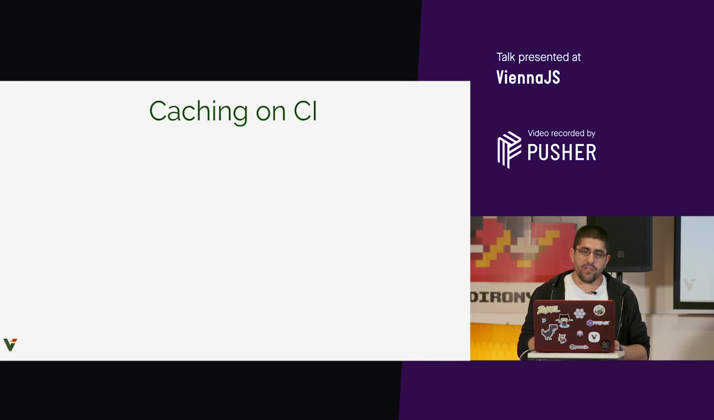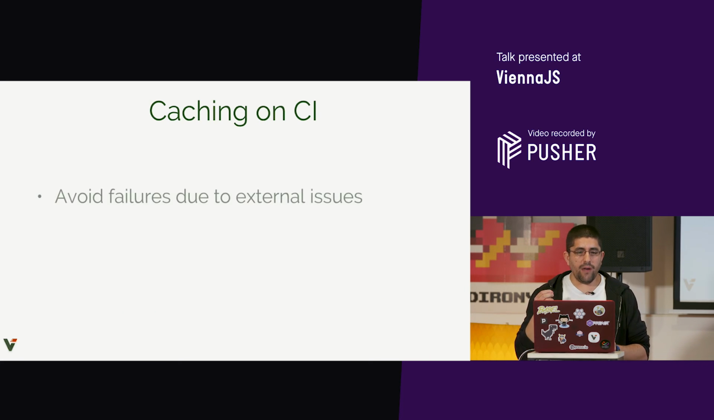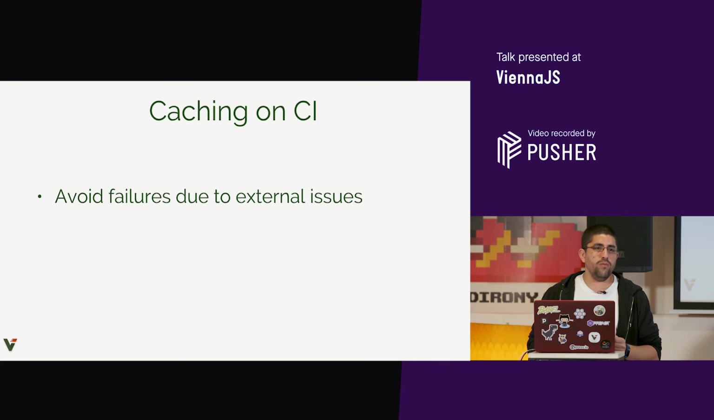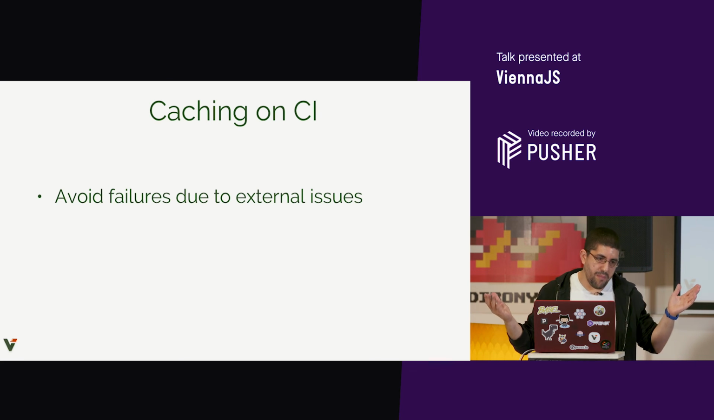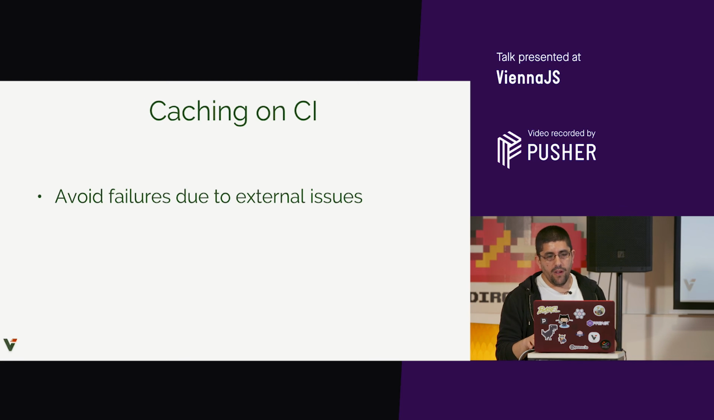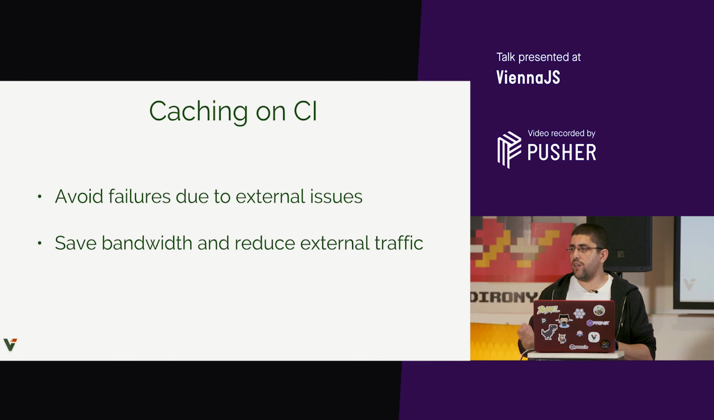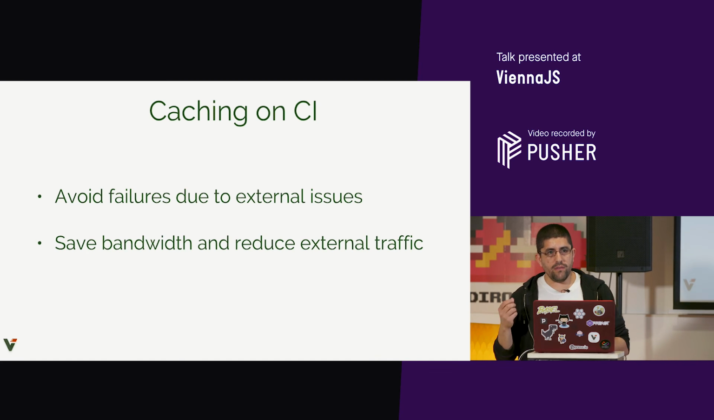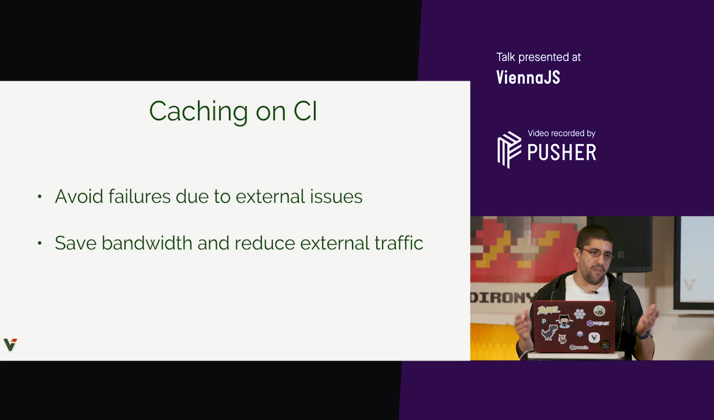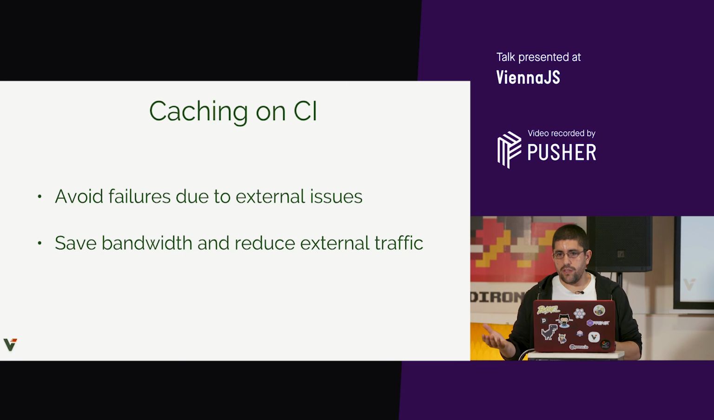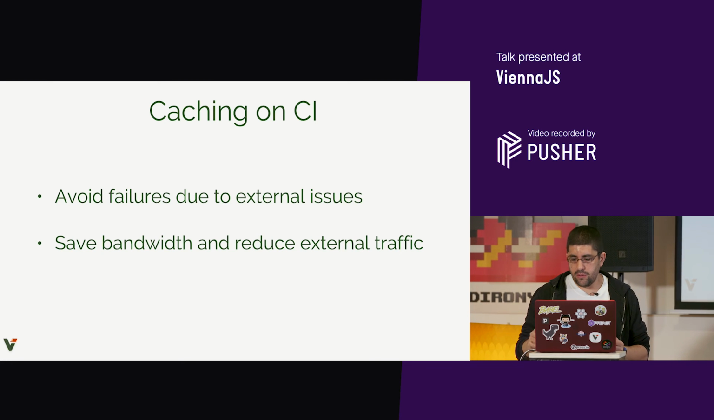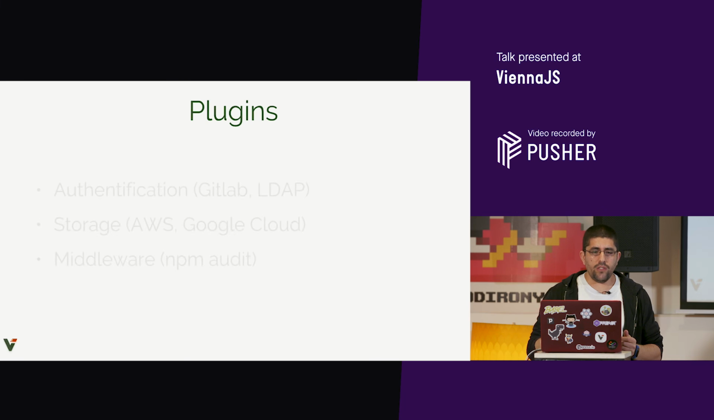Because cache is important, especially for continuous integration tools, because you will avoid failures due to external issues, like npm is down today or tomorrow, you never know. Or the package is not there for some reason, it was removed. You will save a lot of bandwidth and reduce external traffic. This is really handy if you're running your CI in the cloud, because every megabyte costs money. I totally recommend using Verdaccio between your build server and your external registry. It will never fail for external issues. You can use plugins with Verdaccio.